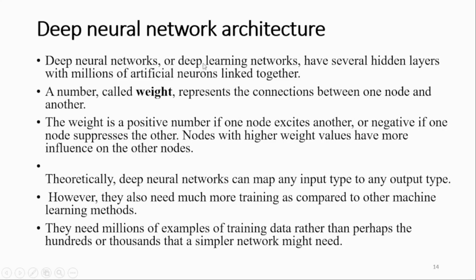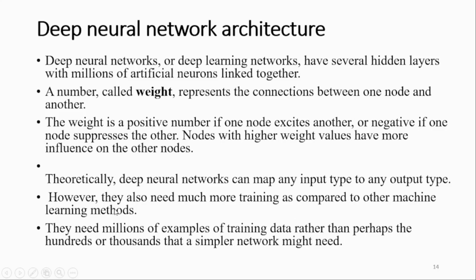Deep neural networks, or deep learning networks, have several hidden layers with millions of artificial neurons linked together. A number called weight represents the connection between one node and another. The weight is a positive number if one node excites another, or negative if one node suppresses the other. As we discussed previously, nodes with higher weight values have more influence on the other nodes. Obviously, inputs with higher weights have more importance compared to the other inputs. Theoretically, deep neural networks can map any input type to any output type. This is an important point to be noted. However, they also need much more training compared to other machine learning models.